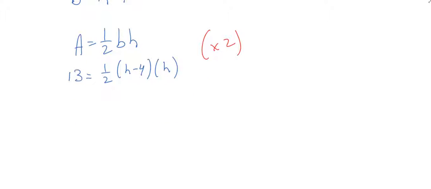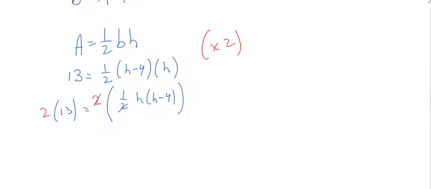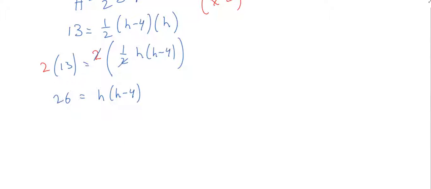So 2 times 13 is going to give me 26. Here, I'll show it. 2 times 13 equals 2 times this whole thing, 1/2 times h minus 4. So these 2's are going to be gone, and I'm going to get 26 equals h times h minus 4. Now what do we do?